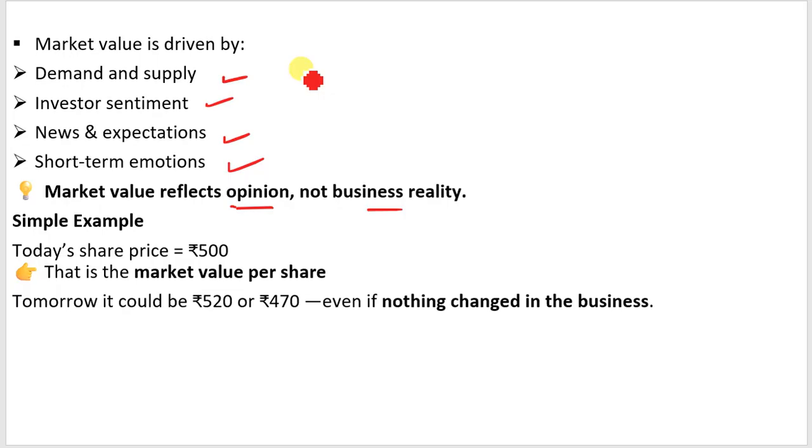Today's share price is rupees 500. This is the market value per share. Tomorrow it may be rupees 520 or 470. There may be no change in the business of the company, but the company's market value changes every second.